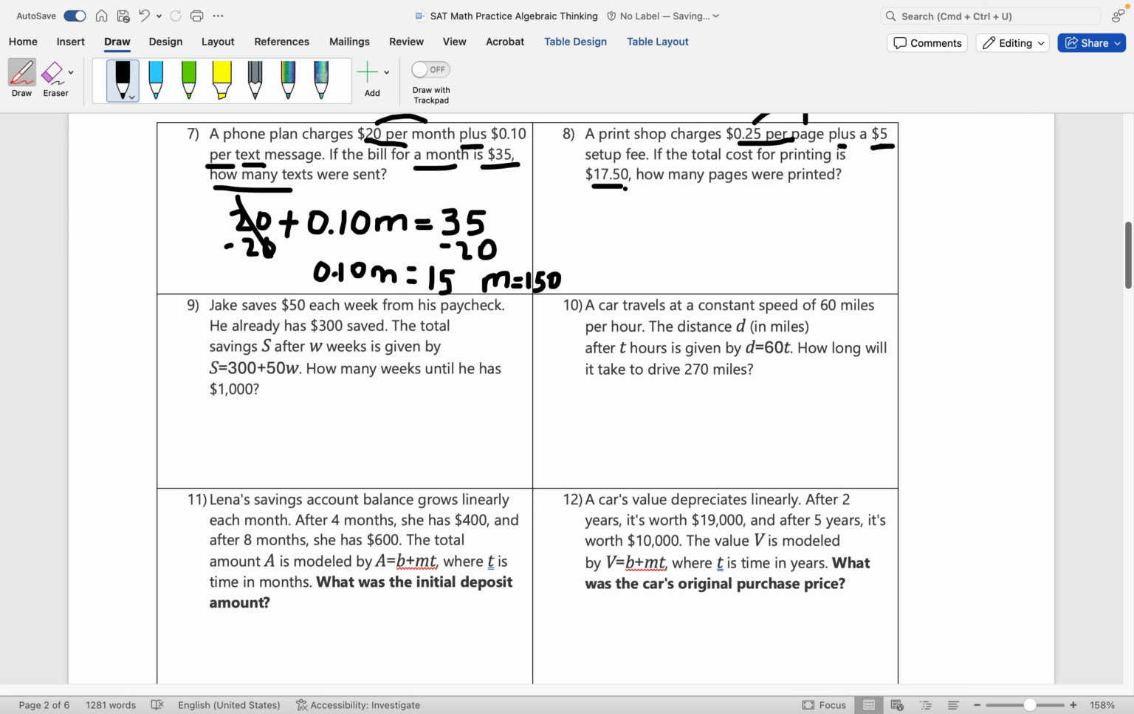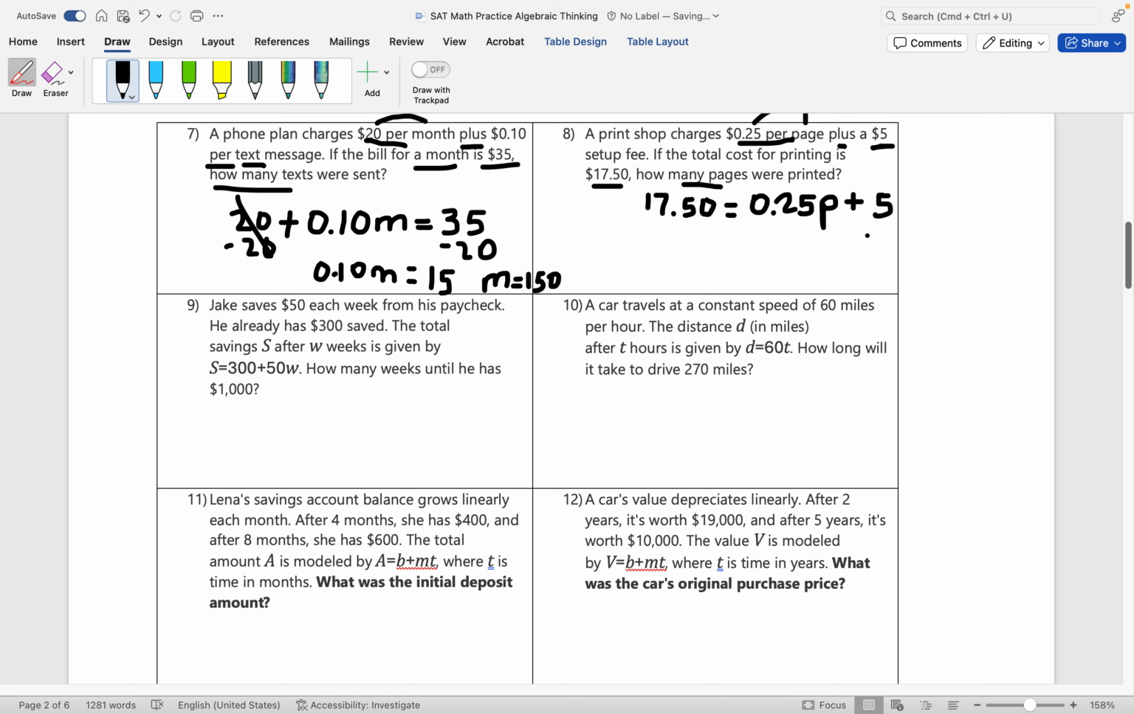So let's build our equation. You can start with the total, $17.15 is equal to the 25 cents per page. I don't know the page because that's my question, how many pages, so that's going to be my variable. So whatever question they're asking, if you don't have that information, that's your variable. So 25 cents times the number of pages plus my $5, which is a setup fee. So I pay this $5 no matter how many pages.